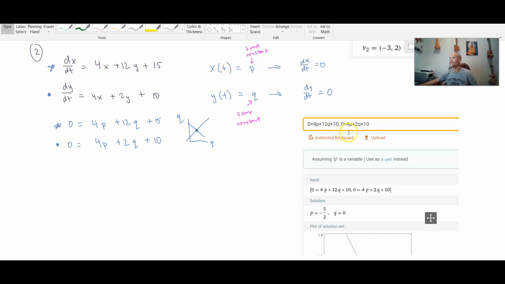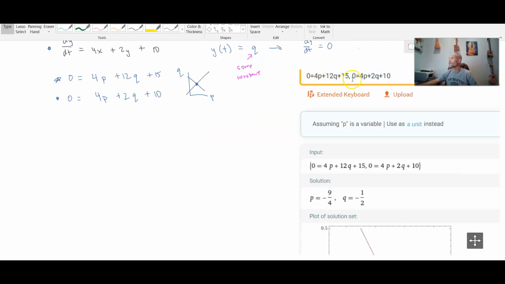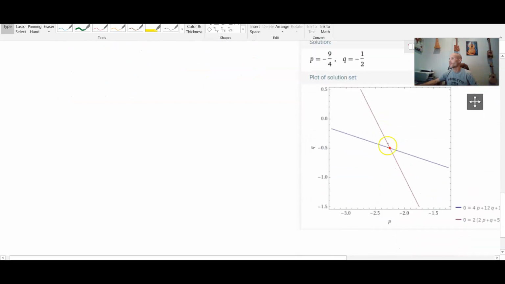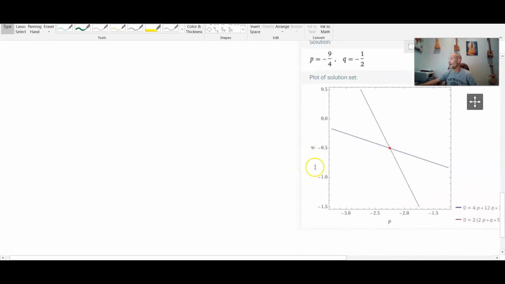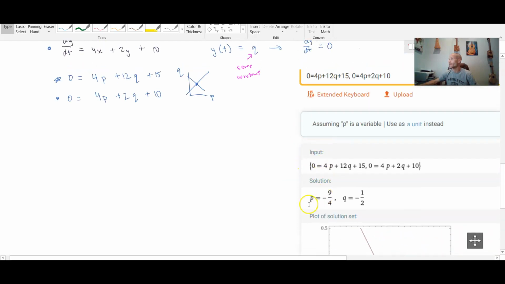0 equals 4p plus 12q plus 15, rather. And my second equation here, and you can see that there's that graph where those two equations intersect, the p-axis and the q-axis, and it tells me that p should be negative 9/4. So p is negative 9/4, and q is negative 1/2.